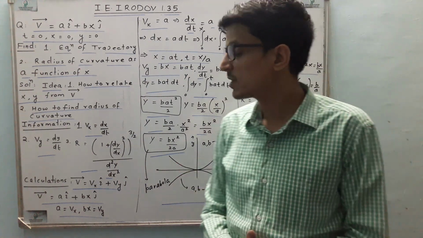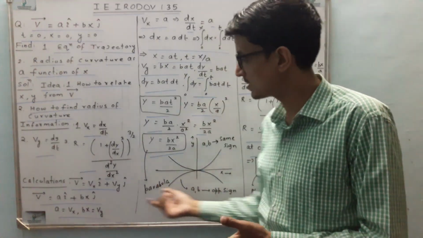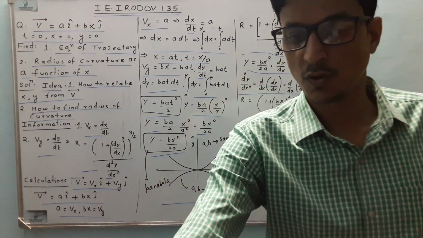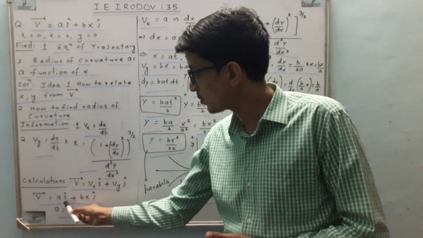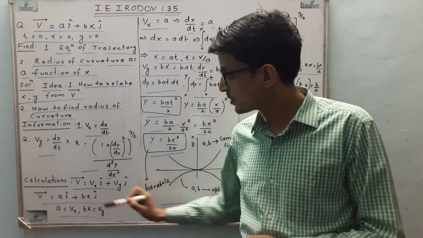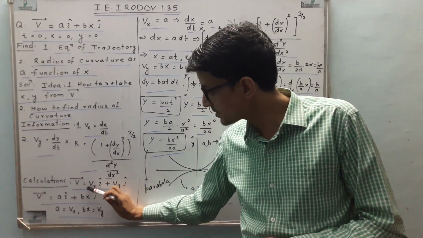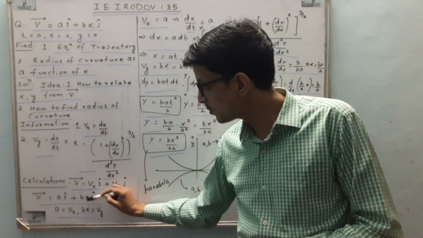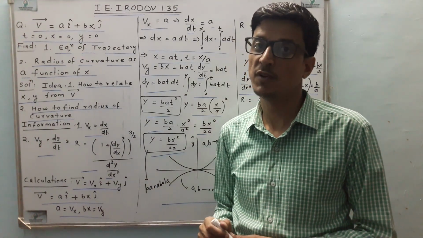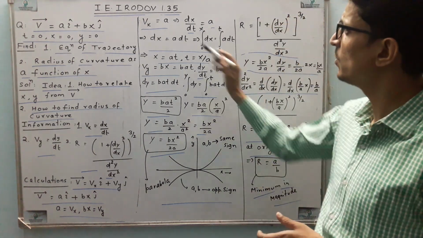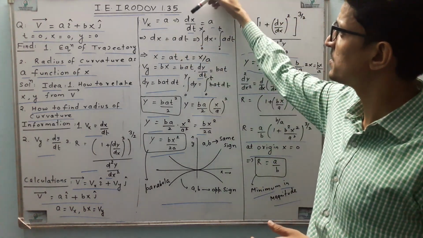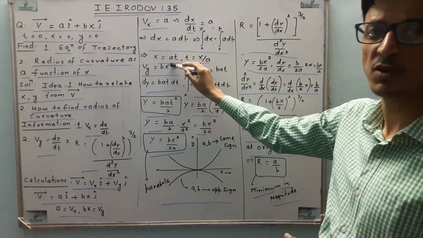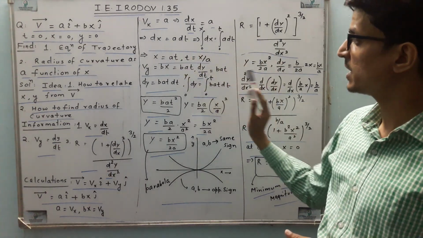Now let's talk about the calculations. So we know that velocity vector can be written as Vx i cap plus Vy j cap. So velocity is here given to be A i cap plus Bx j cap. So comparing the velocity, we can say that Vx is equal to A and Vy is equal to Bx as per the equality of vectors. Now Vx is equal to A, which means dx by dt will be A. So integrating this expression, we get x is equal to At. So t is equal to x by A.